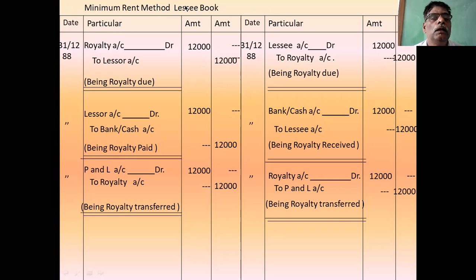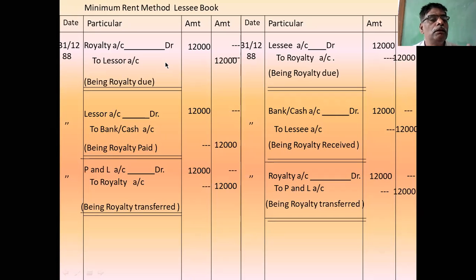Lessee book journal entry first write, then write the journal entries in the books of lesser. And in the books of lessee, you write the lesser name, that is landlord. Instead of lesser, you write the landlord. And in the lesser book, instead of lessee, you write the name of lessee. You write that, and for every page you have to take the total.